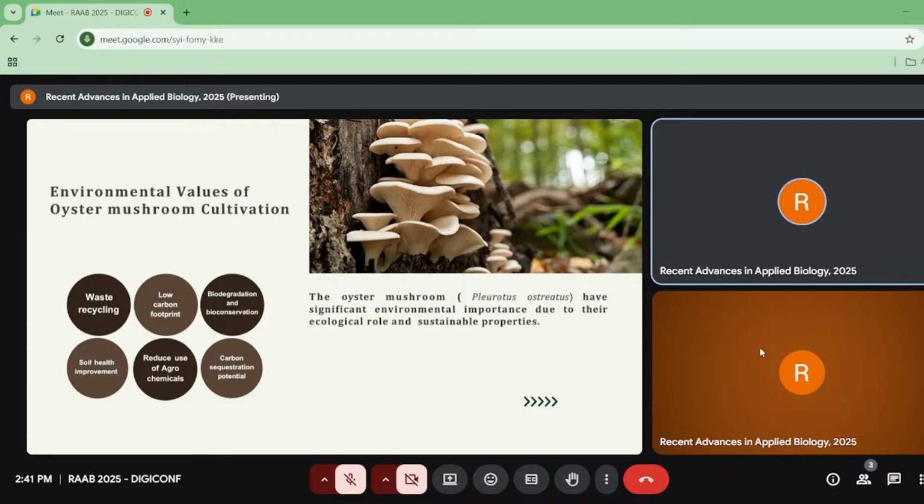Then, talking about the environmental value of oyster mushroom cultivation, in the whole process of cultivation we use substrate, nothing but agro wastage, which also denotes waste recycling. Then there is low carbon footprint, connected with soil health improvement and reduced use of agrochemicals.